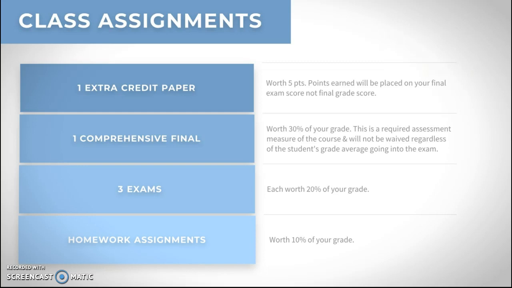And then I do have 1 extra credit project. It's worth 5 points. It's just writing a paper. Those 5 points will be placed on your final exam score, okay? Not the overall score, but on whatever you make for the final, I'll tag those 5 points on to that final.